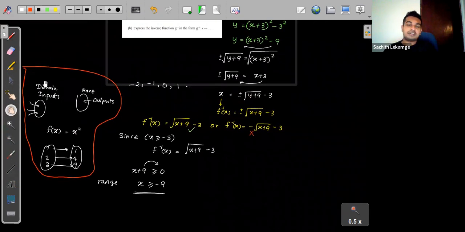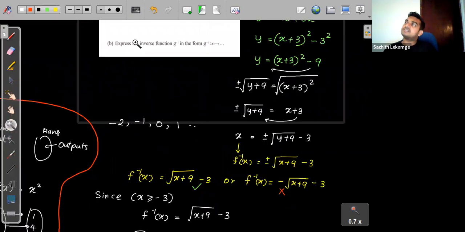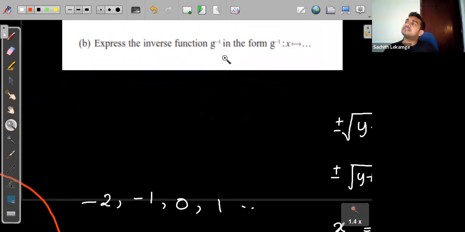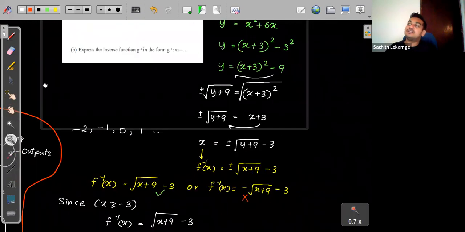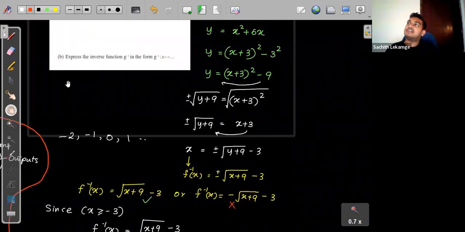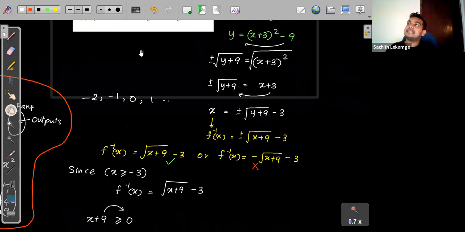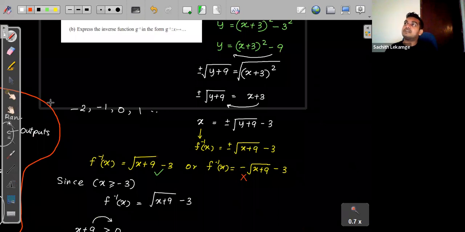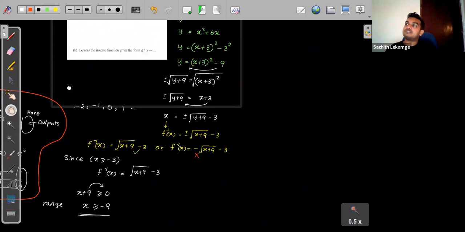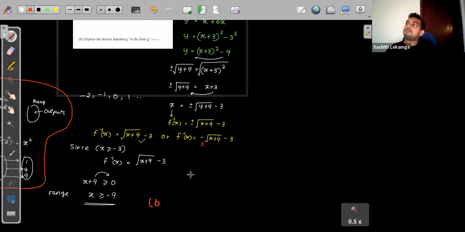Then, second part, what do they say? Express the inverse function in the double dot format. I told you, right? I taught you. Same thing: when you see that, don't get scared. It's the same thing, you need to write in a different format. We already found what is g inverse x. Only thing you need to do is use this format. Let me write the B answer. It's very easy.